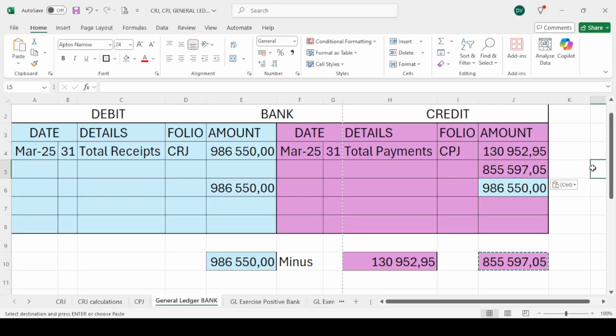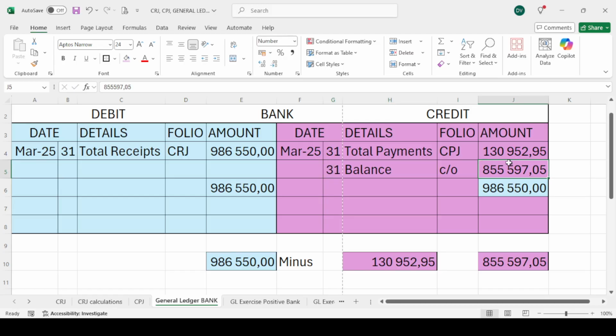And now it's true: 130,952.95 plus 855,597.05 is equal to 986,550. So you've worked out, you've made this true. But what is this amount? What do we call it? We've now worked out our balance. So this is the balance that we are going to carry over. The C and the O stands for carry over. And it also happened on the last day of the month.